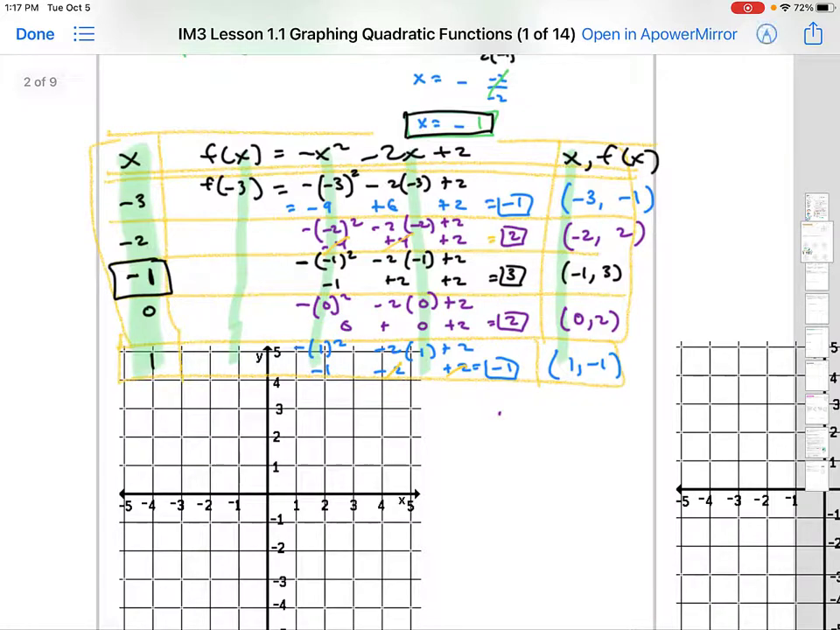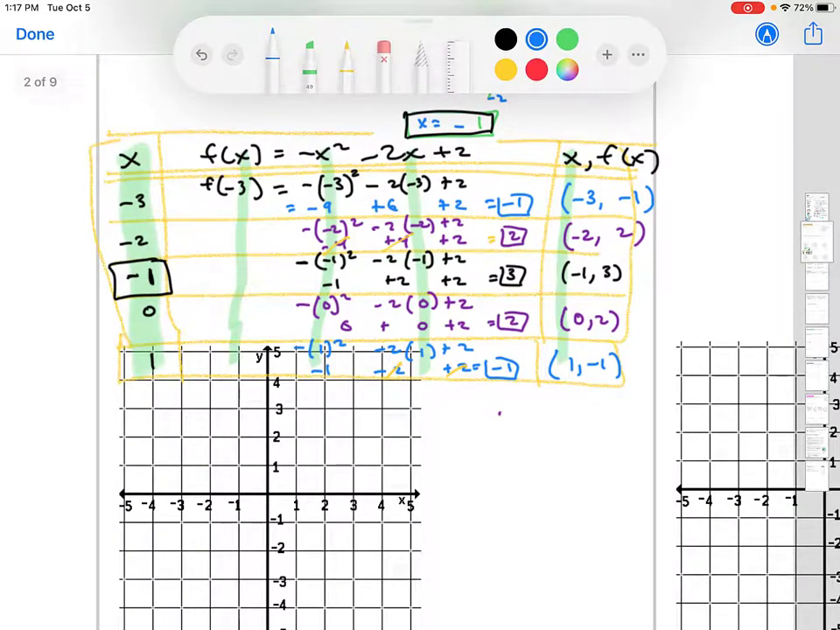Let's go ahead and graph these. Negative 3, negative 1, so left 3, down 1. Purple. Negative 2, up 2. And I'm going to do this one because I have my purple pencil out. 0 on the x-axis, 2 on the y. Negative 1, 3, so left 1, up 3. And 1, negative 1, right 1, down 1.